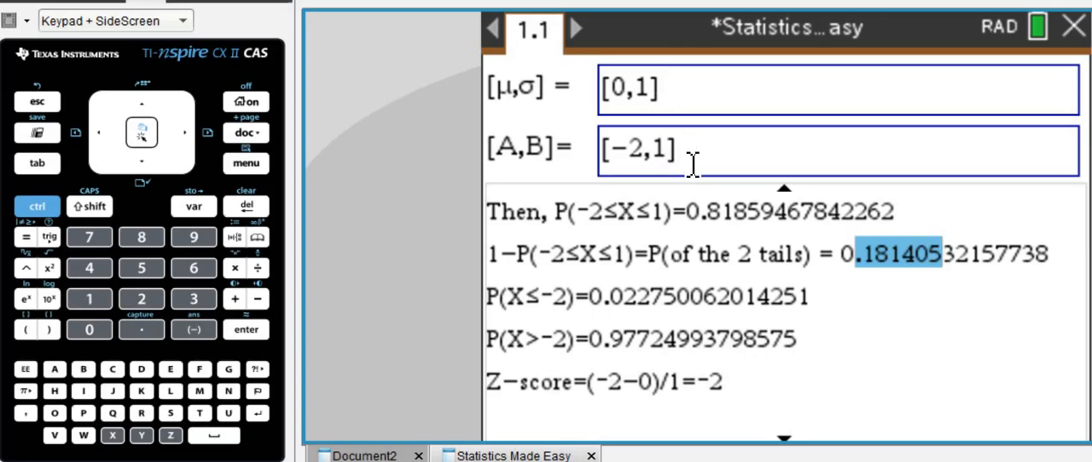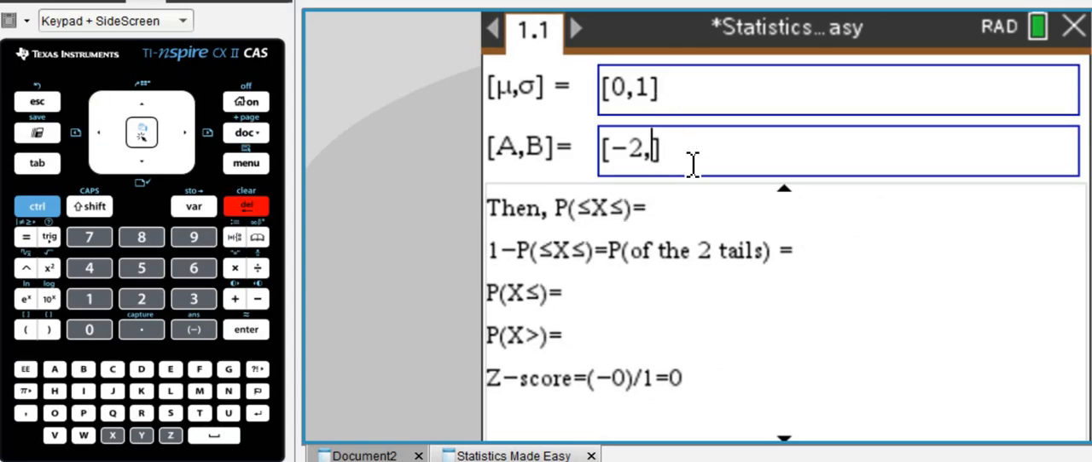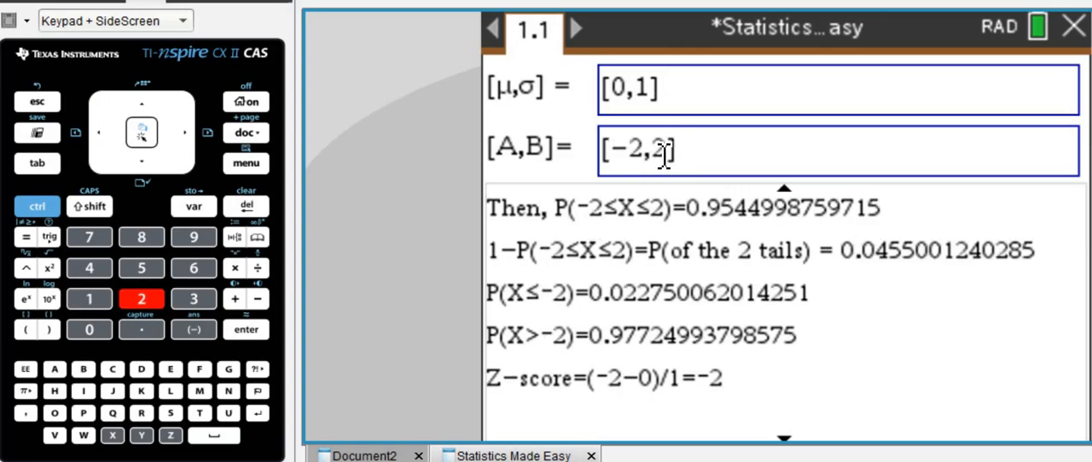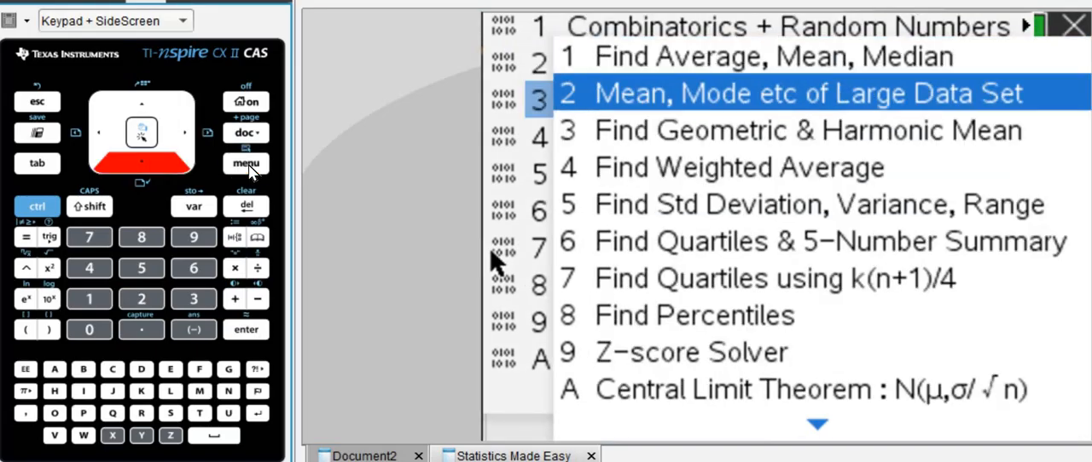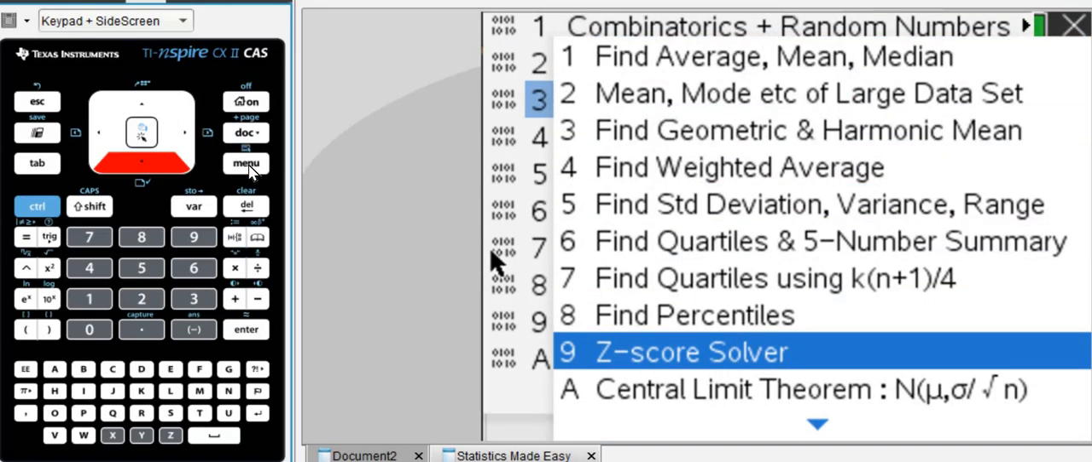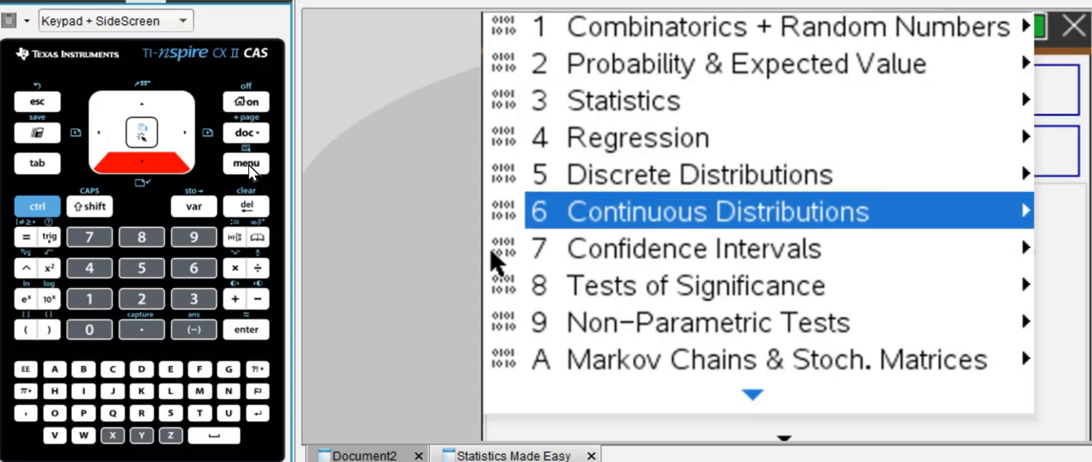So this is really golden. You can quickly compute. How about within 2 standard deviations? That's, as you probably know, 95%. And everything can be computed here, including the z-score. But for the z-score, you can also use our z-score solver, which is right here. These are typical AP problems that can be solved in no time at all.